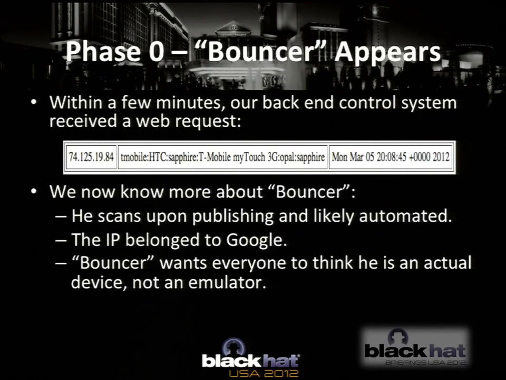But we uploaded it, it was in the store, and a couple of minutes later, we got a hit on our control server from Google. That 74.125 IP block is owned by Google and is from California, I believe. Something I thought was notable is that it's not pretending to be an actual phone. The emulator does not claim to be an HTC MyTouch 3G running on T-Mobile. It very clearly indicates that it's an emulator.